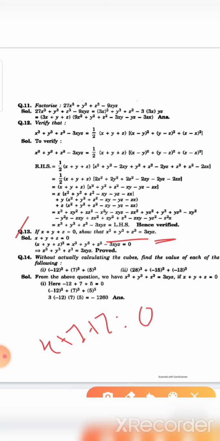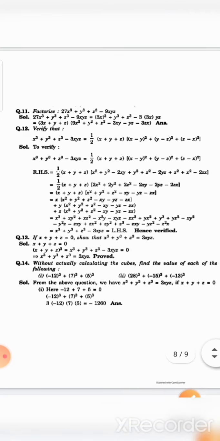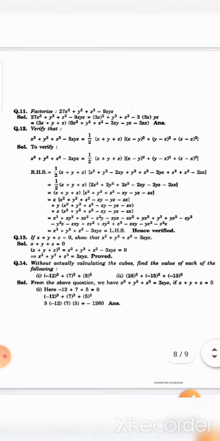So here we use our identity number 8. In identity number 8 we write a cube plus b cube plus c cube minus 3abc is equal to a plus b plus c, and second bracket a square plus b square plus c square minus ab minus bc minus ca.